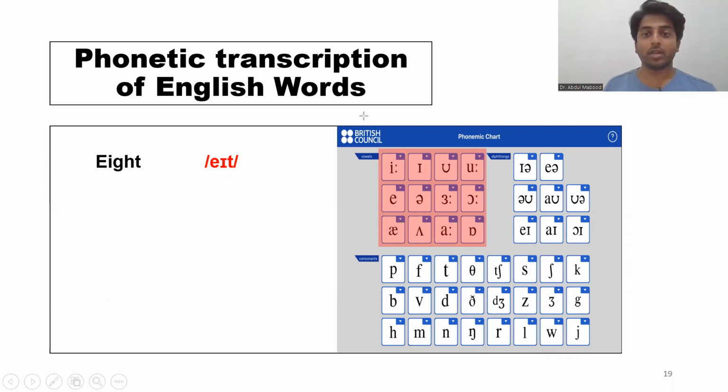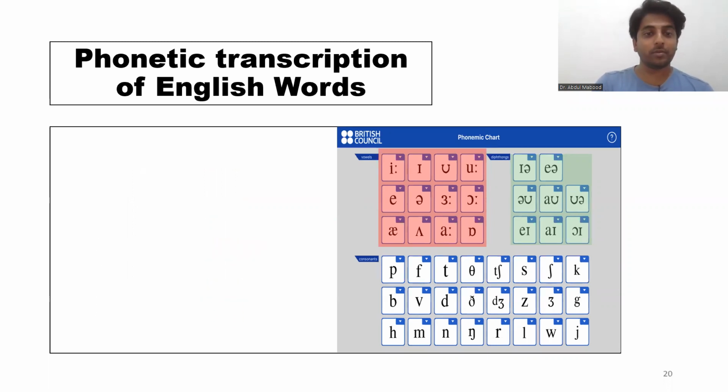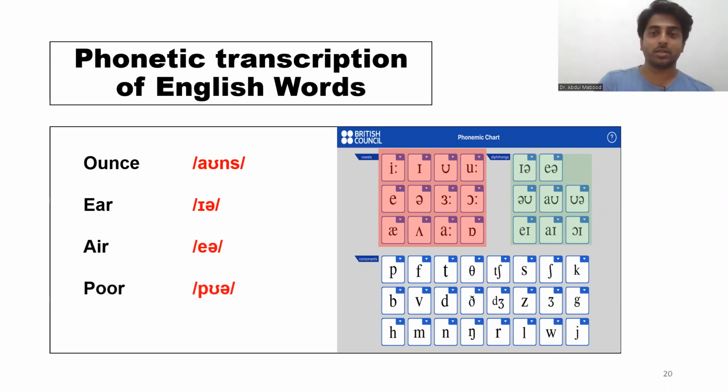But here on the right side, you see these all are diphthongs. Diphthongs means they have double glide, right? So 8 is a diphthong, A is a diphthong. Next we have eyes, fine. Then oyster, then out, then ounce, then ear, then air, then poor. So all the sounds, including consonants and vowels, I have covered here.